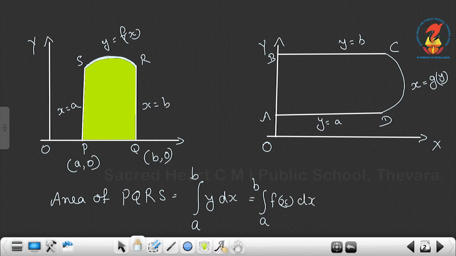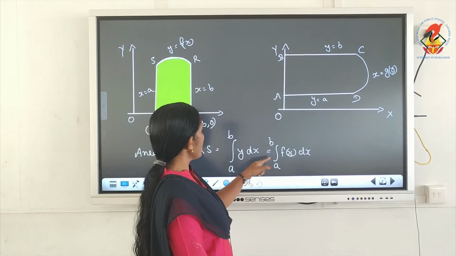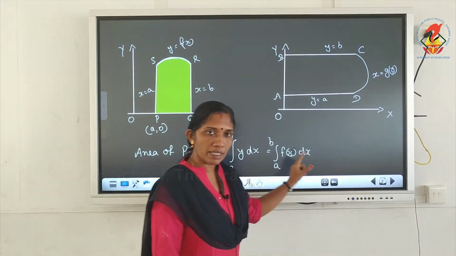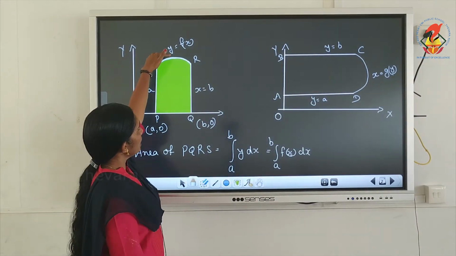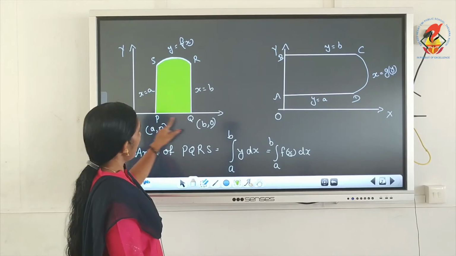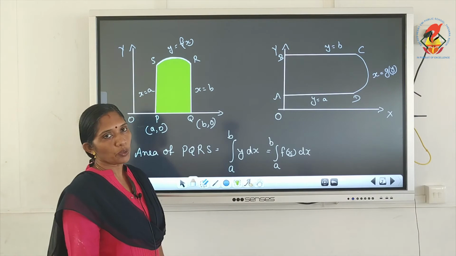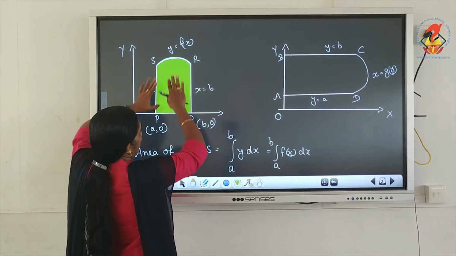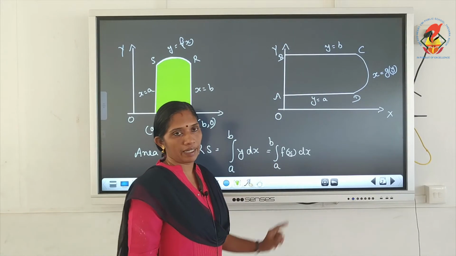So this is in terms of x, then we can integrate with respect to x. So what is this integral a to b f of x dx? It is the area bounded by the curve y is equal to f of x, the x-axis and the lines x is equal to a and x is equal to b. So this closed portion, this green color portion, that much we get when we calculate this integral.